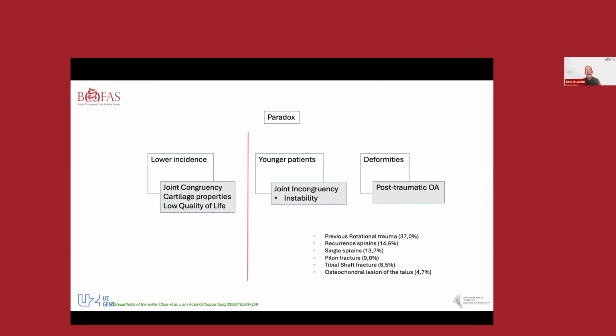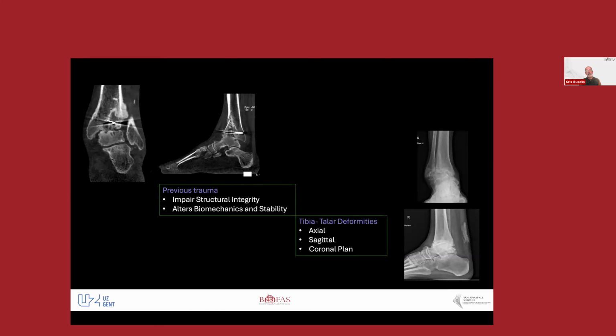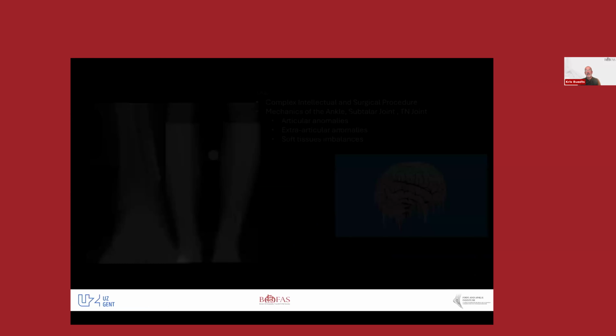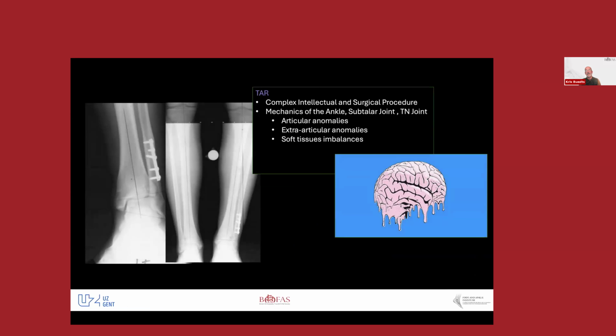So it makes it a bit of a complicated situation where you sometimes have impaired structural integrity of the ankle joint that can alter biomechanics and stability. And the deformity can be axial as well as in the sagittal and the coronal plane. So that makes it sometimes a hard nut to crack.